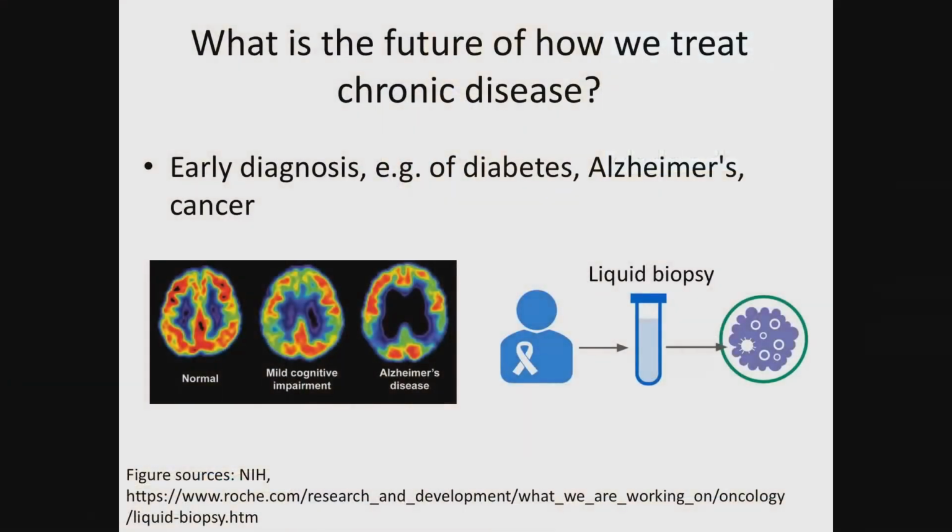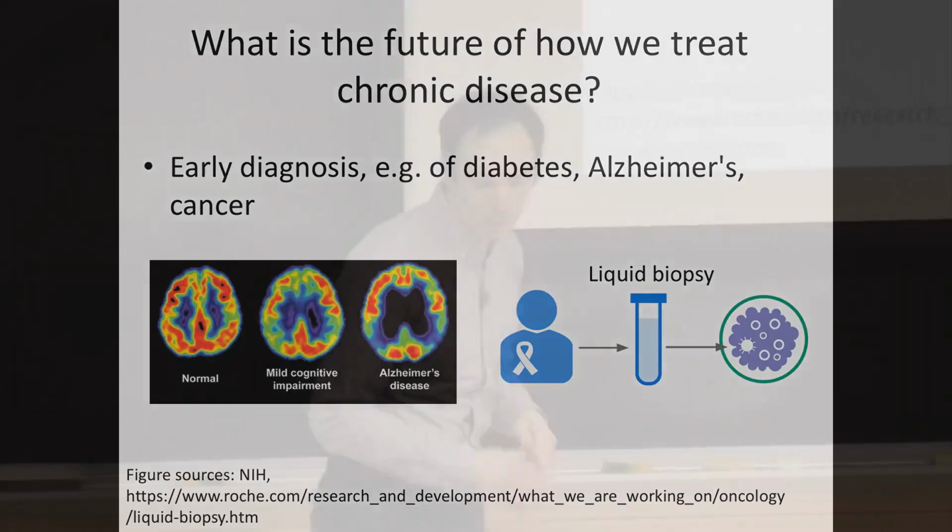Other ways that we could try to treat and manage patients with chronic disease include early diagnosis, for example, of patients with Alzheimer's disease. There have been some really interesting results just in the last few years here. Or new modalities altogether, for example, liquid biopsies that are able to do early diagnosis of cancer even without having to do a biopsy of the cancer tumor itself.